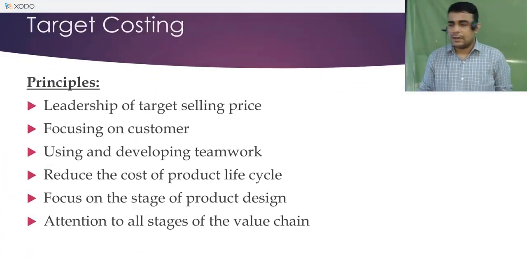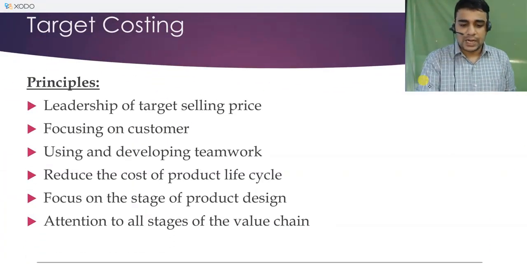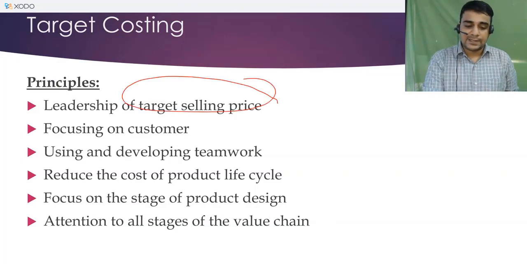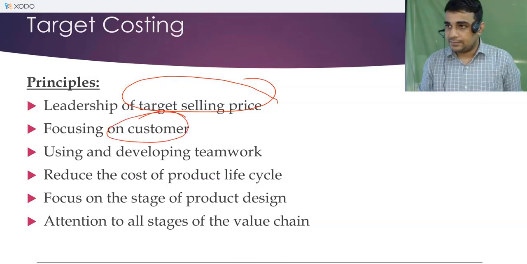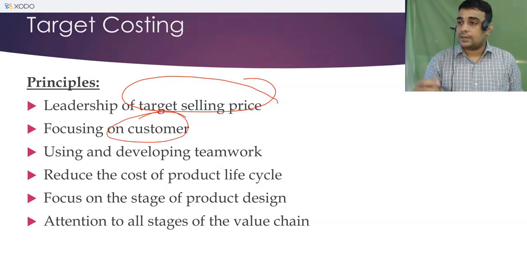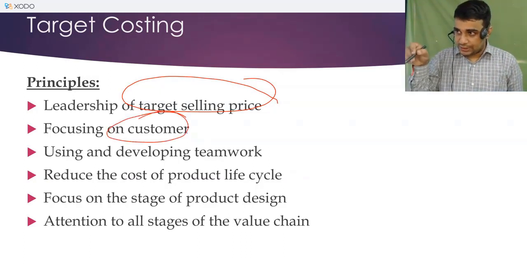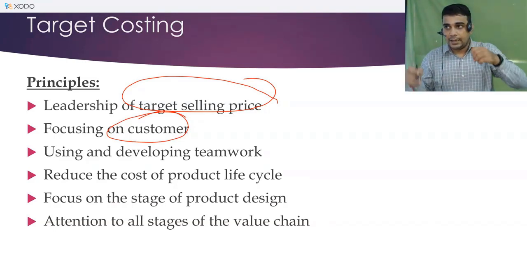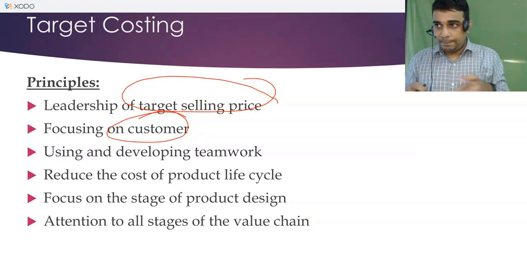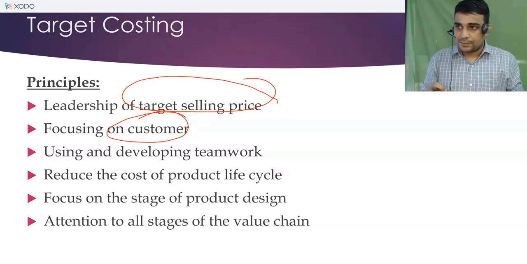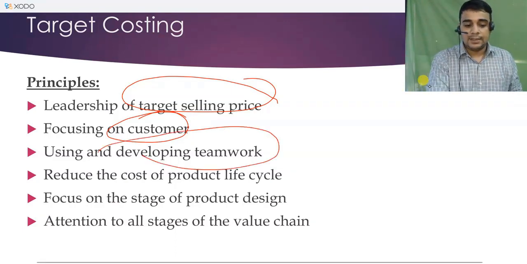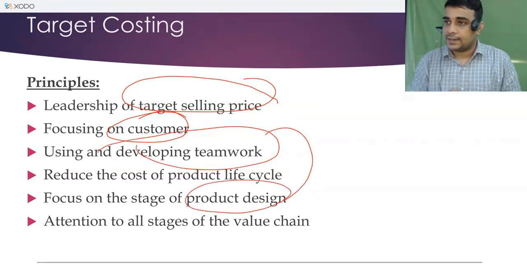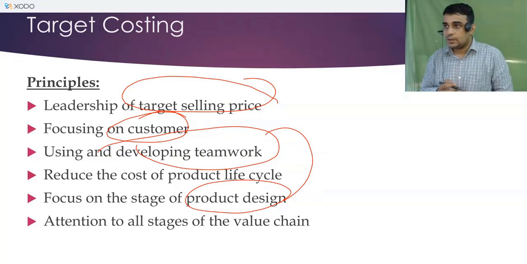Principles of target costing, broadly similar points. You start with the target selling price. Target selling price comes on the basis of the customer. You establish a target costing process in an organization. When I establish a target costing process, I say I'll take one person from R&D, one person from production, one person from designing, one person from sales. So there will be teamwork happening. These people together will focus on product design.